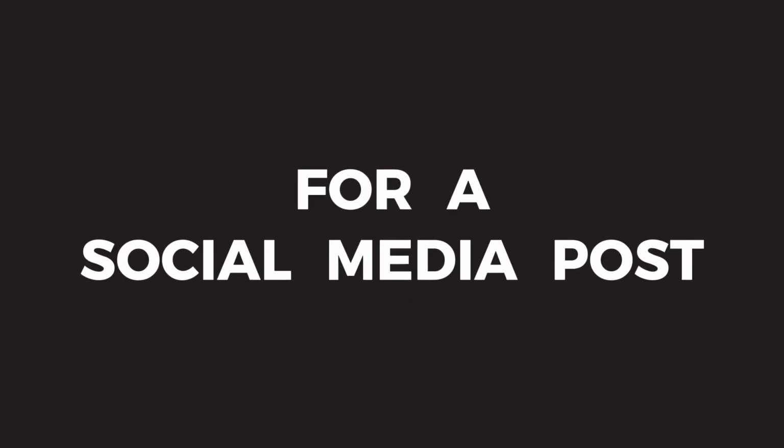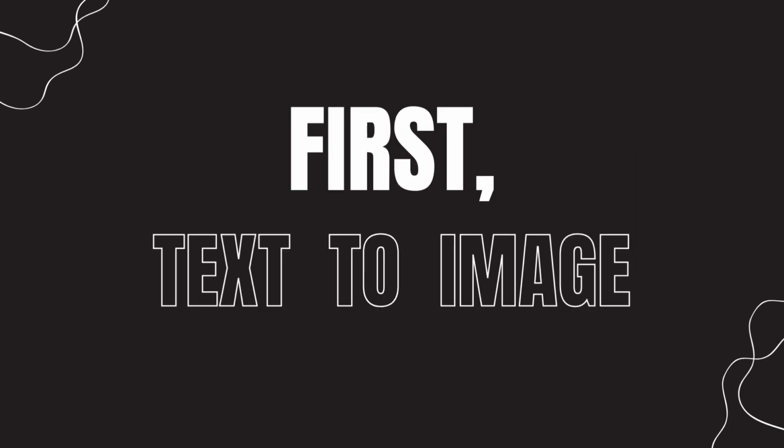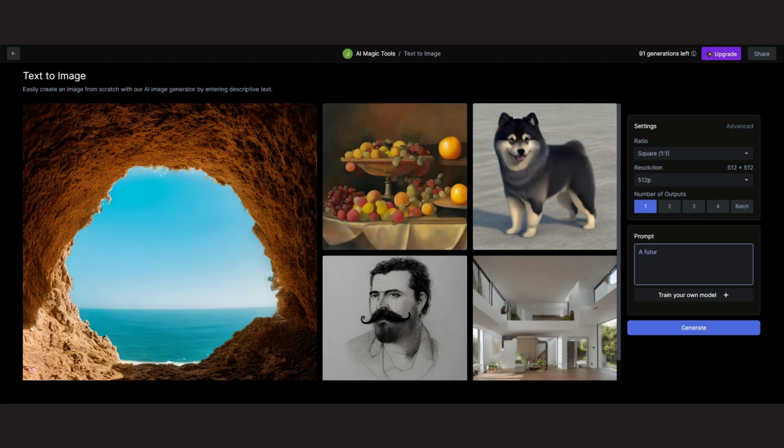Part 2: Creating with Runway ML. Now, let's put Runway ML to the test. We're going to create a unique visual for a social media post using text-to-image and image-to-image tools. First, let's use text-to-image. We'll input a description like a futuristic city skyline at sunset.